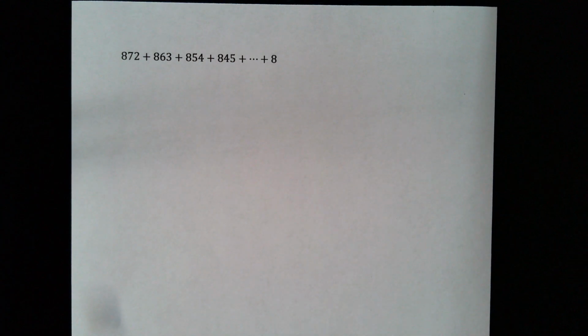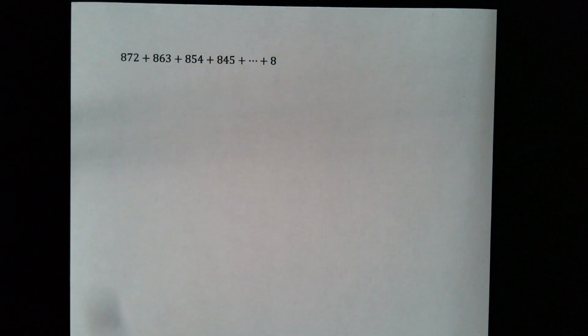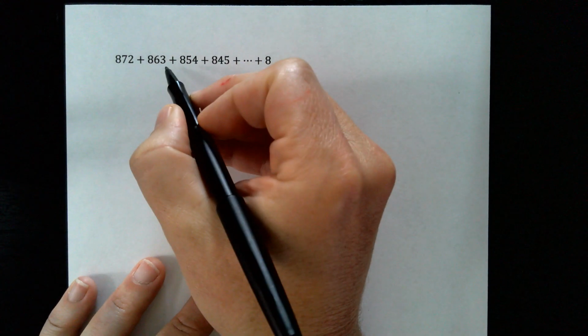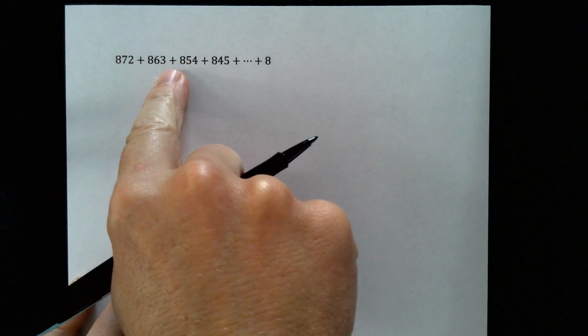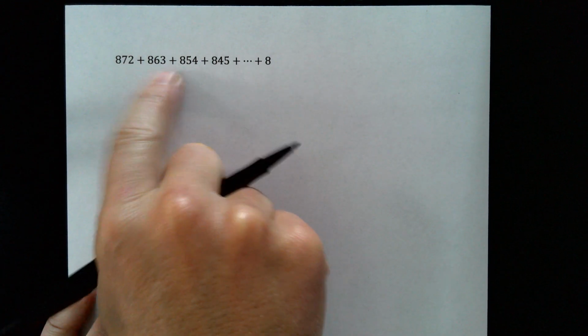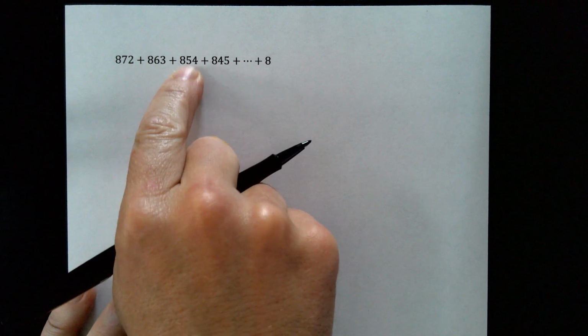Okay, last example here. So we've got 872 plus 863 plus 854 all the way down to 8. So what's our common difference? This time it's going down, right? The common difference is going to be a negative number because it's going down. So 872 to 863, how much did it take to get from this number to this number? Negative 9. So if we subtract 9, we get here, subtract 9, keep going.